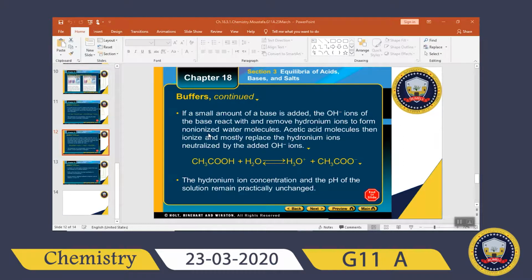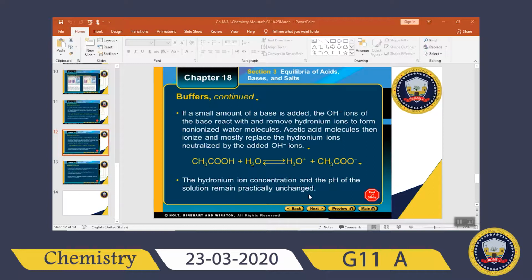In the same way, if a small amount of a base is added, the OH ions of the base react with and remove the hydronium ions to form non-ionized water molecules. So in the case of acid we have non-ionized acetic acid, and in the case of base we have non-ionized water molecules. Acetic acid molecules then ionize and mostly replace the hydronium ions neutralized by the added OH ions. The hydronium ion concentration and the pH of the solution remain practically unchanged.